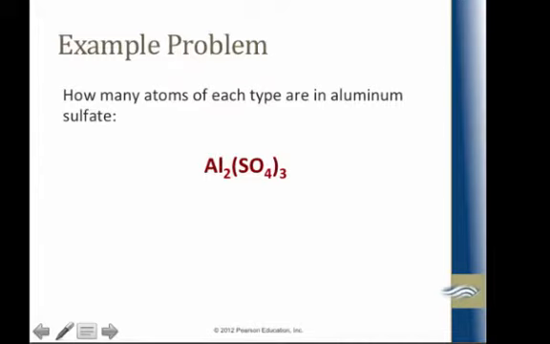How many atoms of each type are in aluminum sulfate? Here's the formula for aluminum sulfate. Well, I hope you said 2 aluminums, 3 sulfurs, and 12 oxygens. When you have parentheses like this, you multiply everything inside of it by that number.